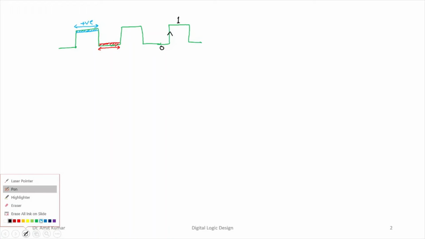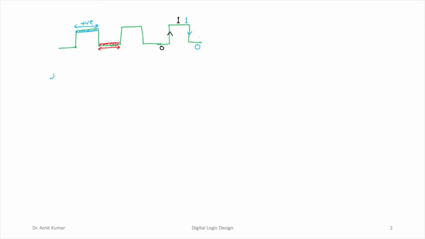In case it is a negative edge triggered device, right, in that case when the circuit changes its state from logic 1 to logic 0, that is active high to active low, so at the negative edge of this transition the circuit becomes functional and it will process the inputs and generate the output, right?